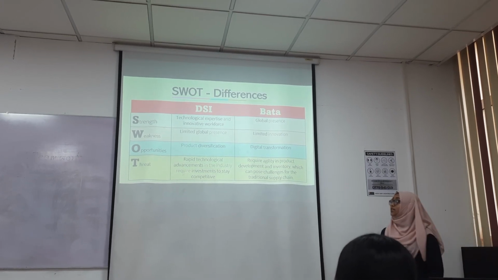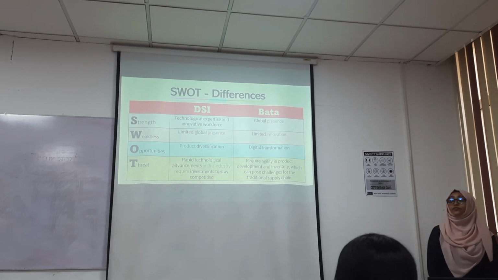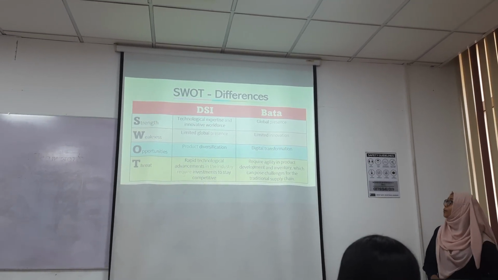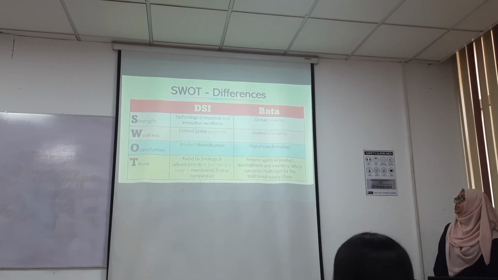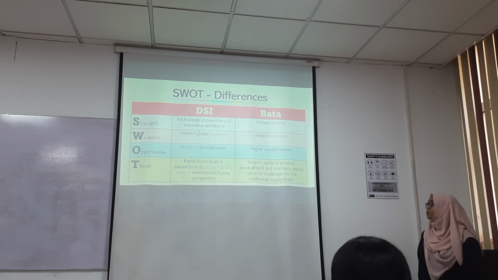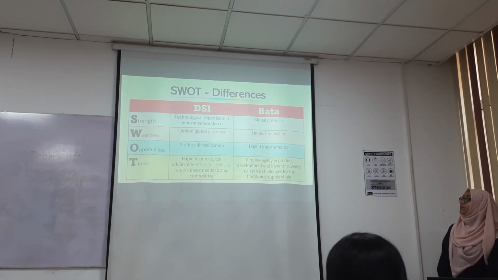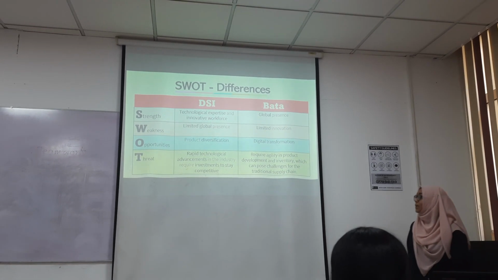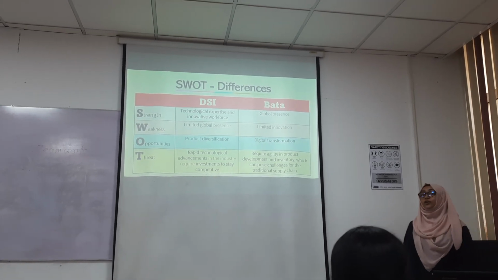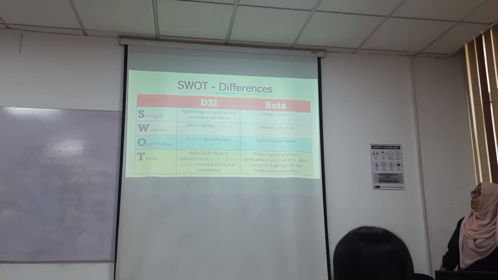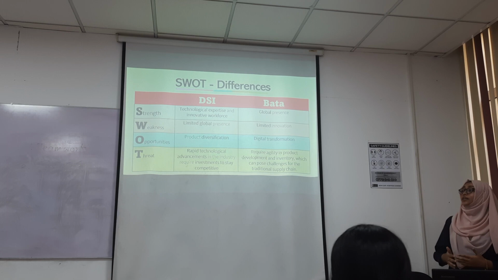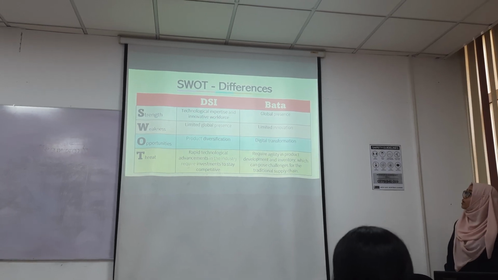Moving on to the opportunities, for product diversification, DSI has varieties of goods and services since they have innovation within the company, while Bata has the opportunity of digital transformation. The threat would be rapid technology advancement, because when they start investing more in technology, they may lose trust there. And Bata focuses on the traditional way of making things, so they have to adapt to the new technology and work with that.